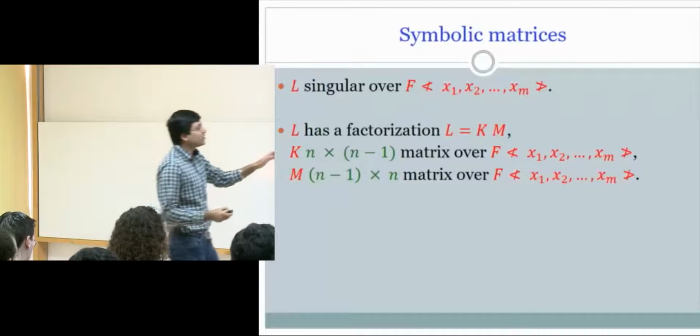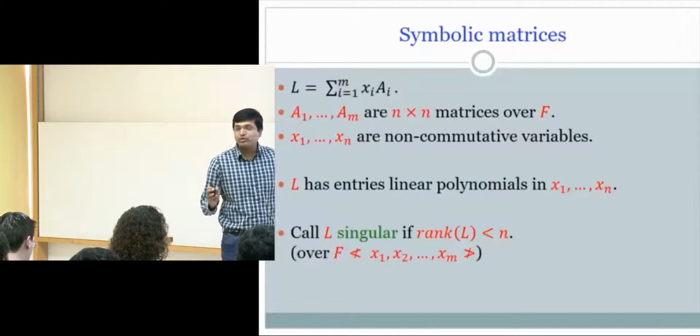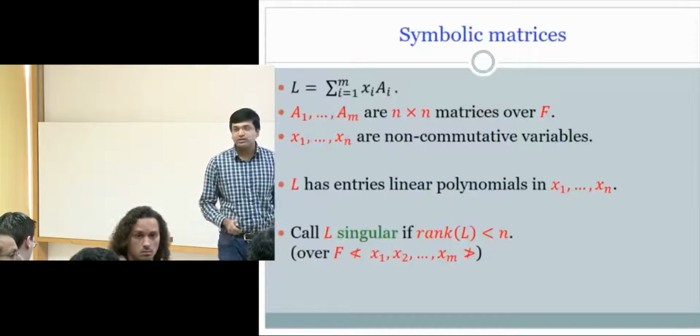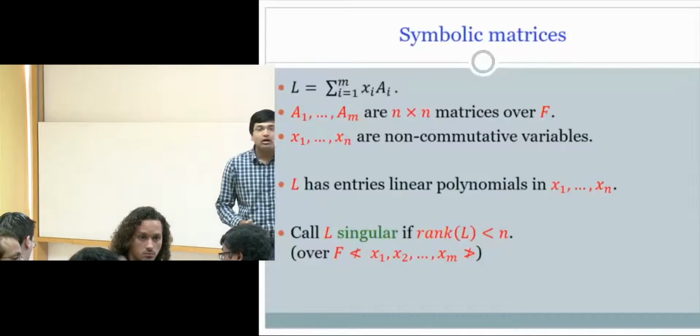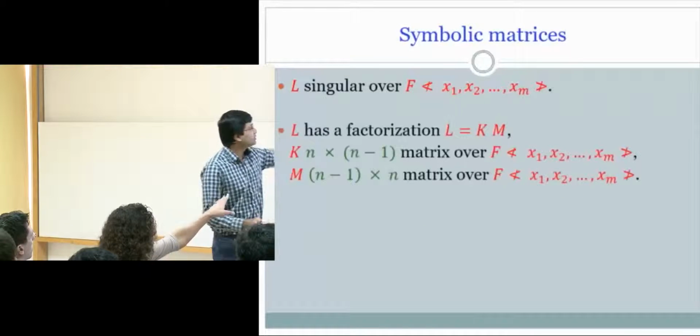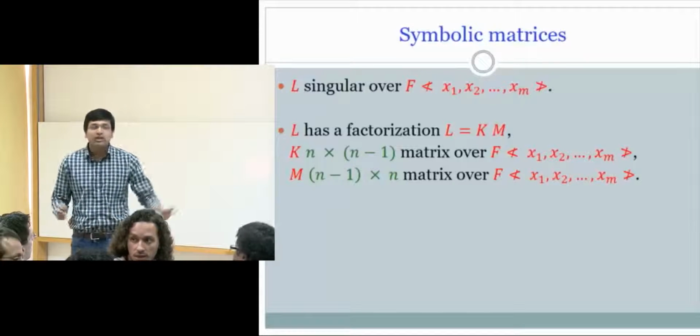All those things generalize. The only difference is that the field we are working over is non-commutative. We're still working over a field, just a non-commutative field. So most of the things generalize. But if the rank is r, can you not decompose it as n times r times r times n? Yes, I said that in this slide. This is exactly the second bullet. That is one definition of rank.